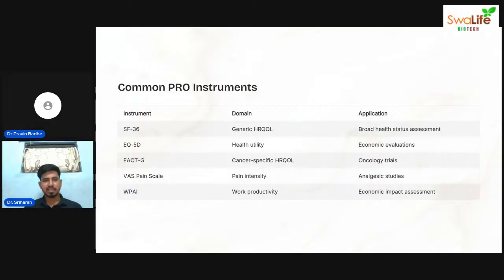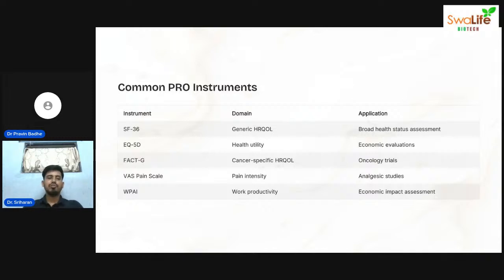FACT-G is nothing but the Functional Assessment of Cancer Therapy, General, for cancer patients in phase 1, phase 2 and phase 3 trials. It is a PRO instrument used for the patient outcome. The VAS pain scale is mainly used for osteoarthritis patients. VAS means visual analog scale.